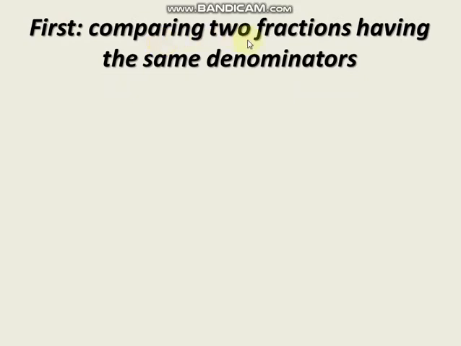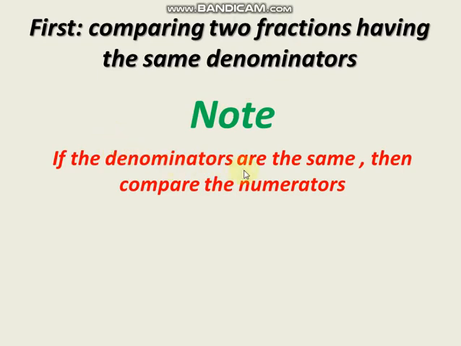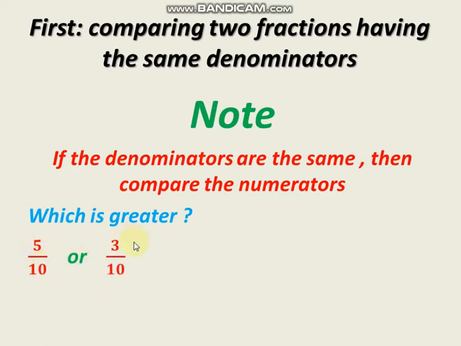First, comparing two fractions having the same denominators. Note, if the denominators are the same, then compare the numerators. Which is greater, 5 over 10 or 3 over 10? Look here, we have the same denominators, so we'll compare the numerators. Here 5 and here 3. 5 is greater than 3, so 5 over 10 is greater than 3 over 10.